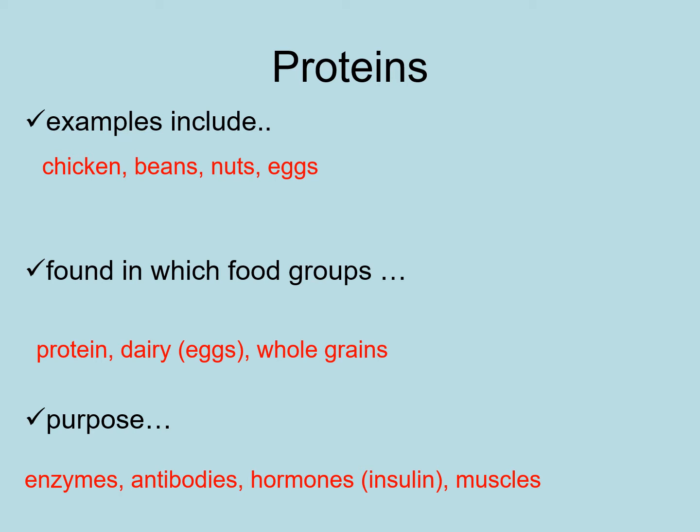And I just talked about hormones. Like I said, some hormones are made from fats, things like steroids, testosterone, progesterone, estrogen. But some hormones are made from proteins, things like insulin, glucagon, and obviously it makes your muscles.